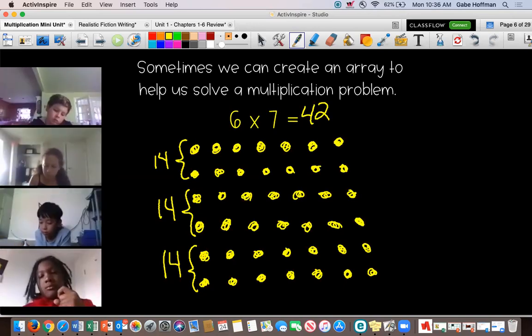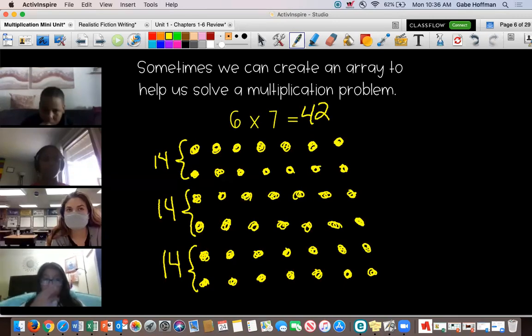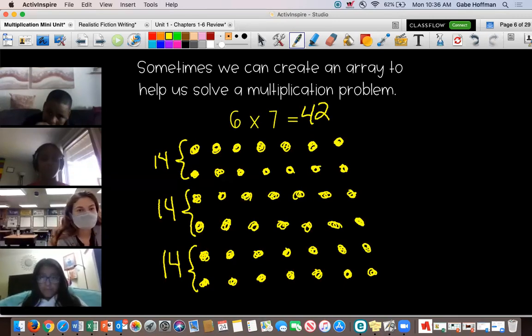Going once, going twice. You could have counted every last dot, right? You could have skip counted by 6s or 7s. It just depends on how you want to do it when you use an array.